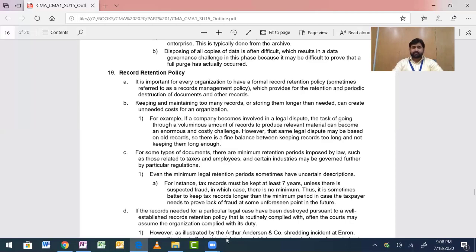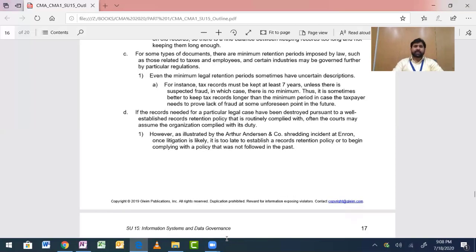Okay. If a record is needed for a particular legal case, fine. If it has been destroyed pursuant to a well-established record retention policy that is routinely complied with, often the court may assume the organization complied with its duty. For example, if you need documents which you have already destroyed as per your normal record retention policy, the court will also not do anything if they don't have a specific law for it.